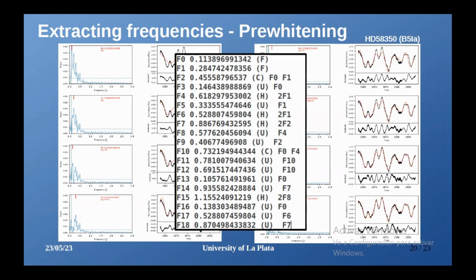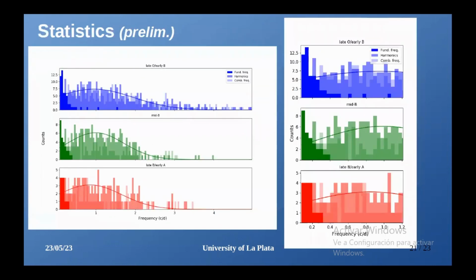So having done this process, I end up with these preliminary results. As you see here, the fundamental frequencies are in dense color. The data are binned as a function of the spectral type: early B, mid B, and late B types. The types are taken from SIMBAD.